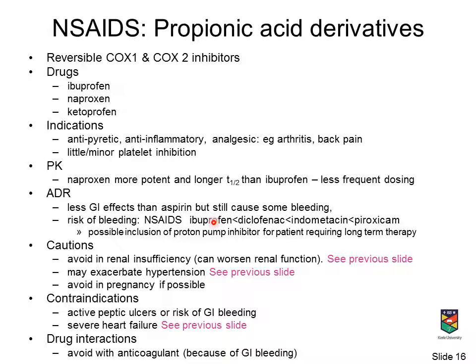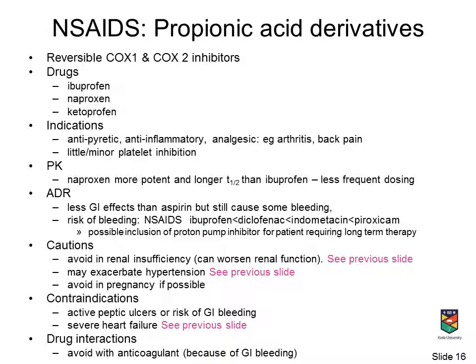If you've got an NSAID that's causing GI bleeding, or you're worried it might cause GI bleeding, and remembering that that is in part driven by the activation of the proton pump, one of the things you can do is include a proton pump inhibitor alongside the NSAID in therapy. So the NSAID switches on the proton pump, if you like, and that causes the GI bleeding. But if we add in a proton pump inhibitor, that can suppress or reduce the risk of GI bleeding, and that's particularly important if the patient's going to be taking an NSAID for a long period of time.